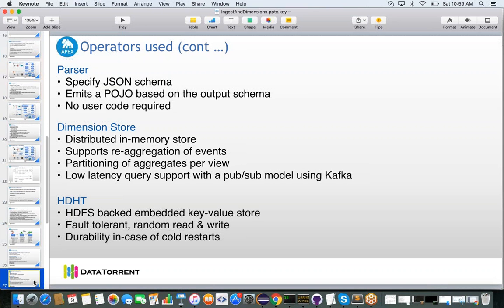Later, this was moved to HDHT, which is the same dimension store but backed by persistent storage. So even if you kill an application, stop it, and do a cold restart, you would have those aggregate values persisted to the store, and you can query them back.